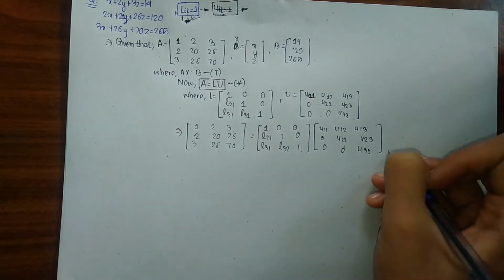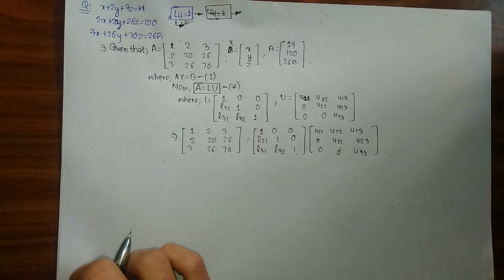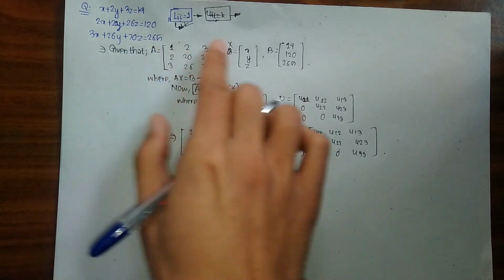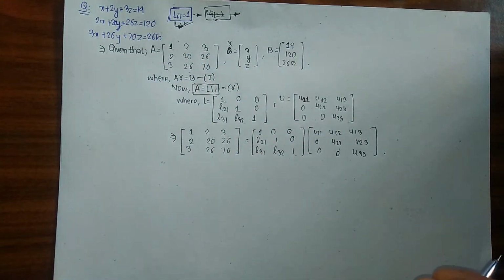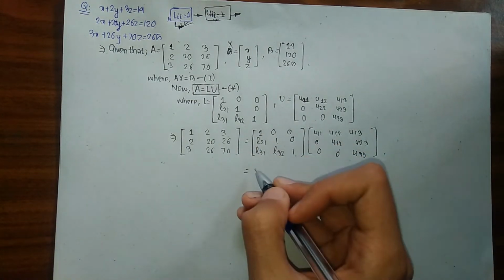As explained before, our one and only criterion for the LU decomposition method is that our matrix A must be non-singular and square. As you can see, it is a 3 by 3 matrix. If you calculate its determinant, it is not equal to 0, so we can solve it by the LU decomposition method. And now we need to do this matrix multiplication.